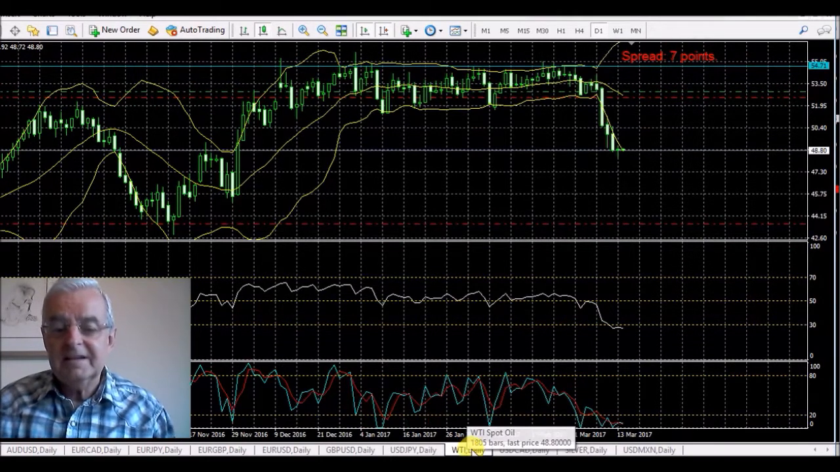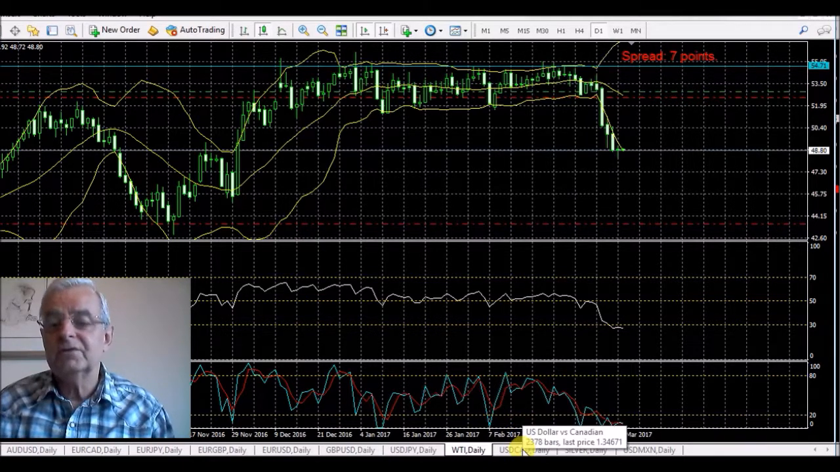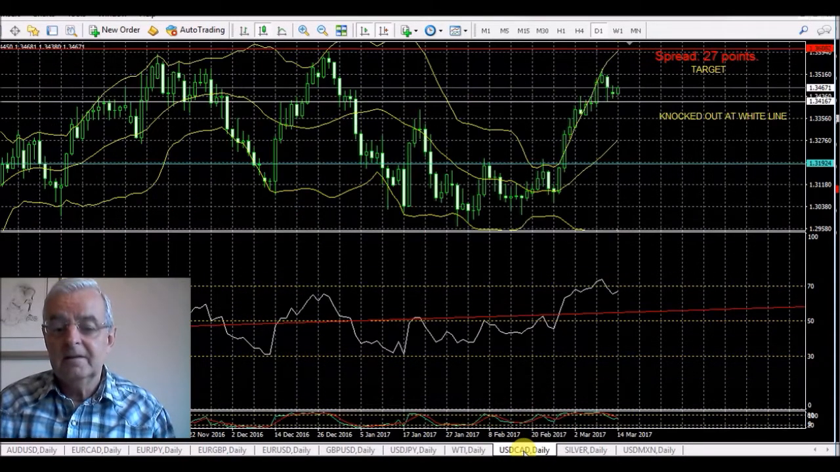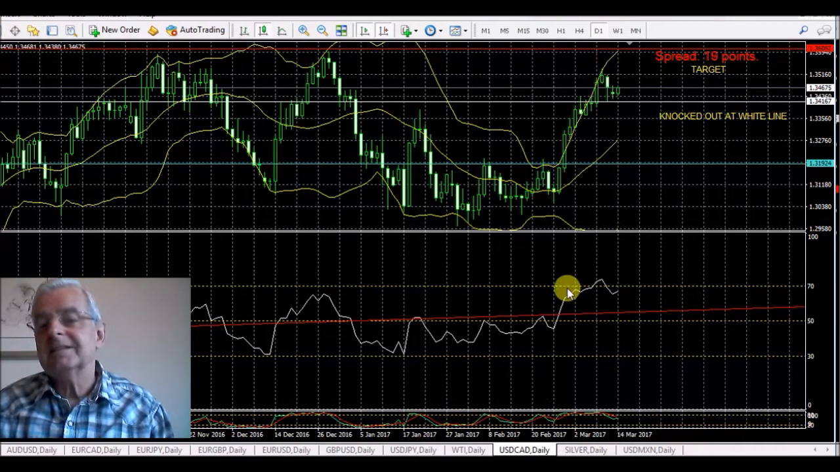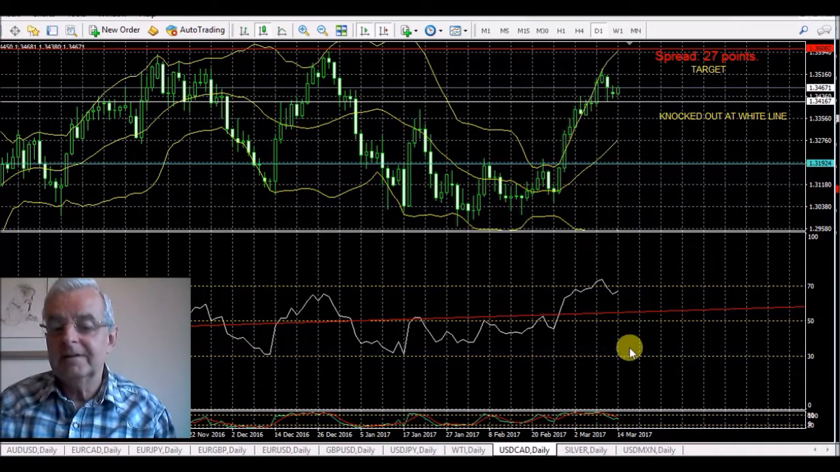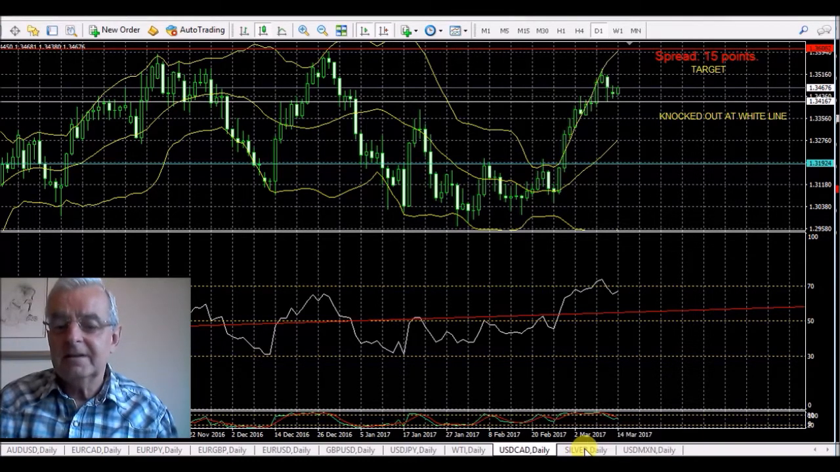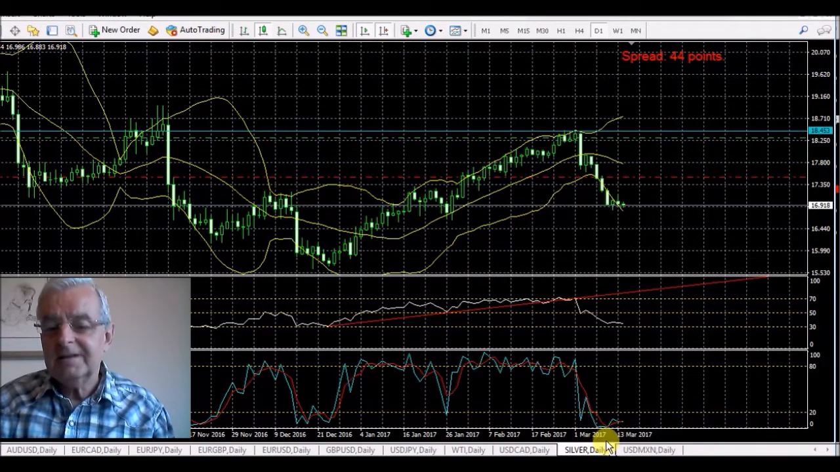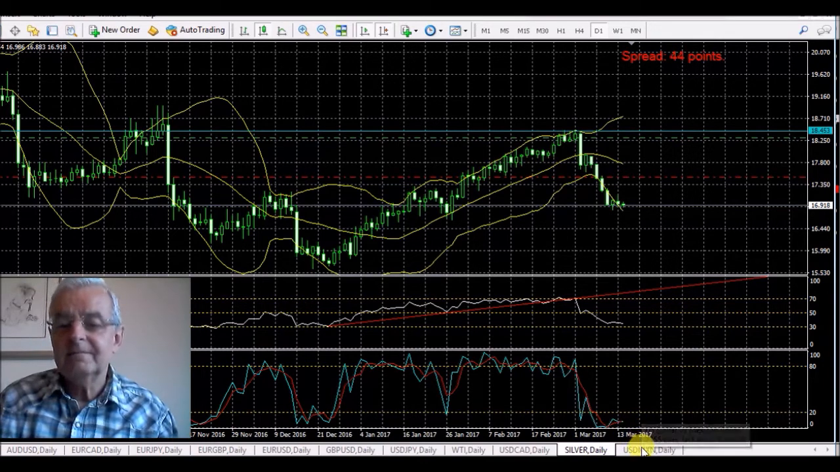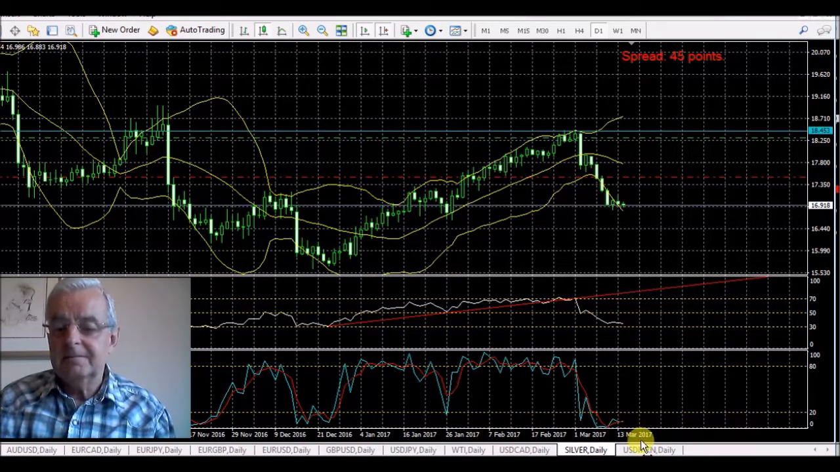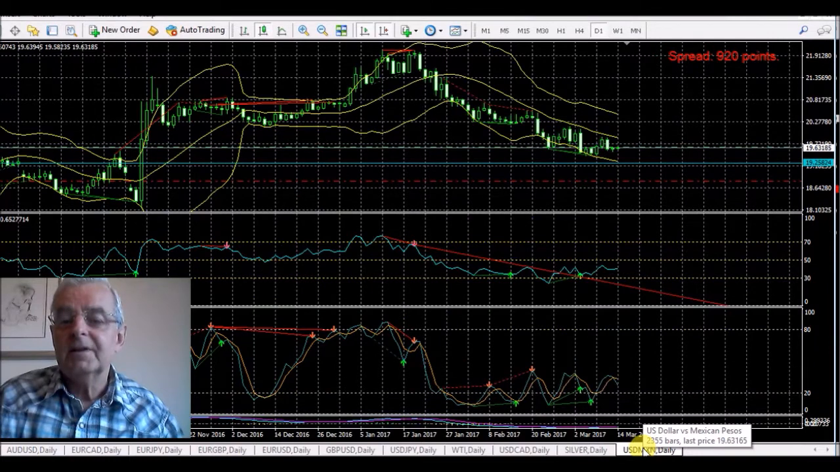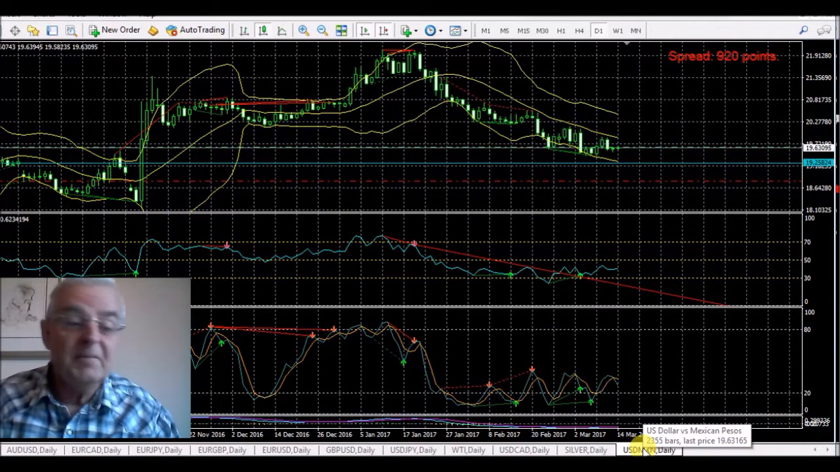Oil trade is staying about where it was. Not much happening with that. USD CAD, it's hovering a little bit. A lot of these trades, there isn't a lot to say at the moment because a lot of these trades are hovering, and I don't really want to do much until after Wednesday. Silver, that's still where it was more or less, and USD Mexican peso is about at entry.